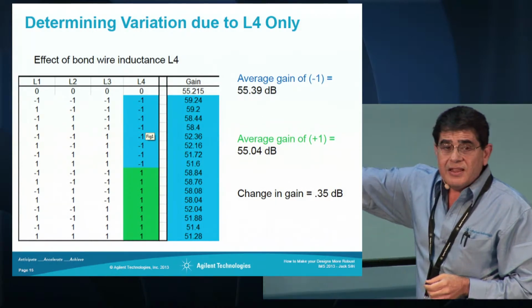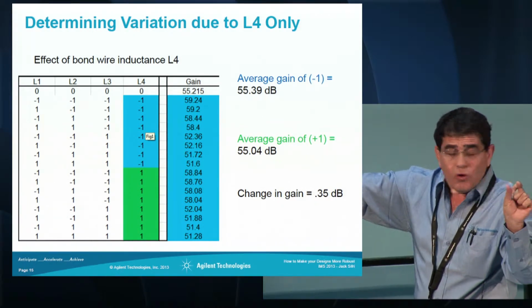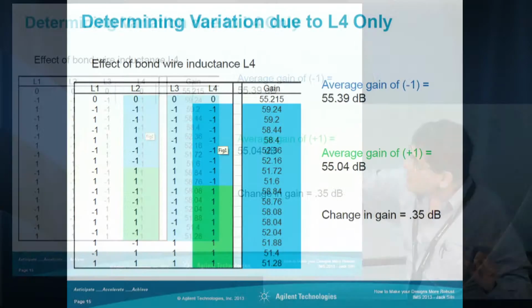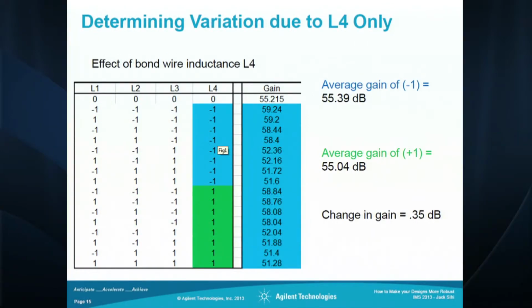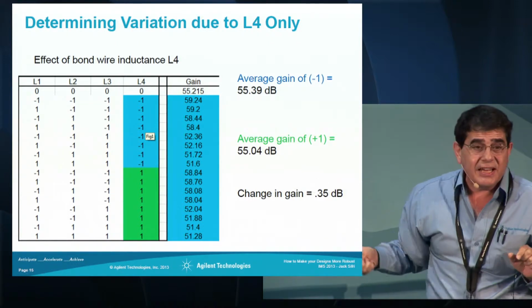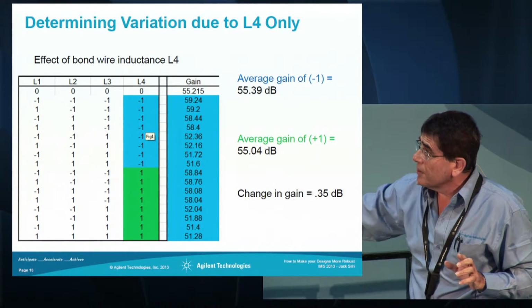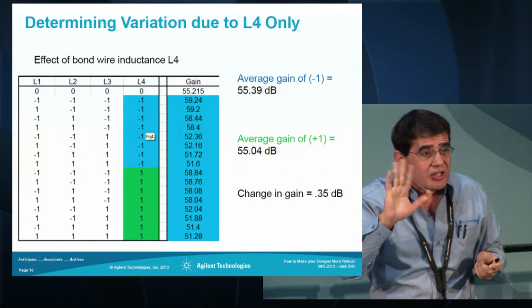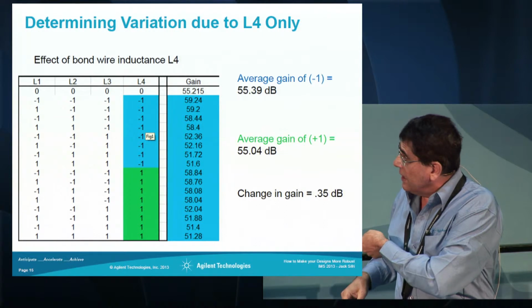From this data, what I do next is for L4, the bond ribbon L4, I take all the -1 when the ribbon is short by 5%, and all the +1, and I take the average gain of the -1 and the +1. And what is the difference? We have 55.39 dB gain and 55.04. The difference is 0.35 dB gain. This is for L4. It's a little bit of change. It's not that bad, 0.35 dB gain change.